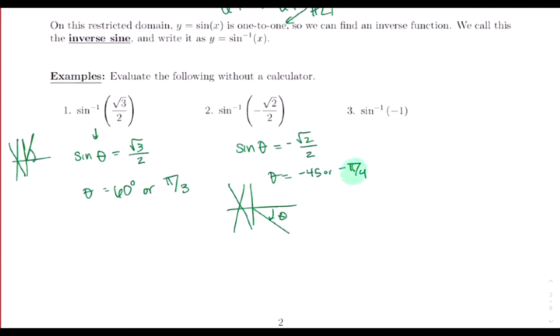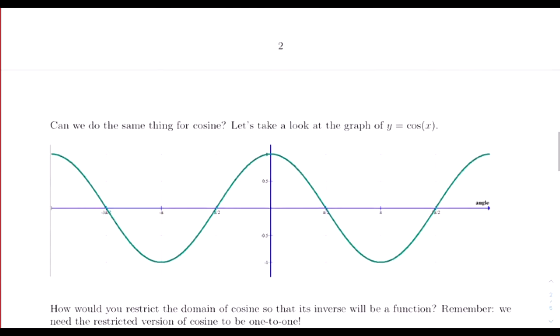All right, so negative pi over 4, pi over 3, and then lastly we have sine inverse of negative 1. So again, I'm going to rewrite this and say sine of theta is equal to negative 1. Then I'm going to draw a picture. Sine is negative 1 down here. It's sine inverse, so I know I shouldn't go through 2 or 3 to get there. That means I need to do this. That angle is negative pi over 2. So that is just some examples with sine inverse.